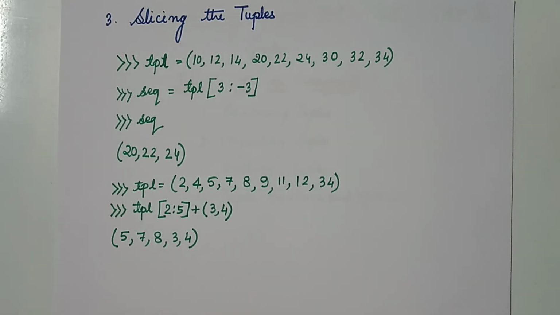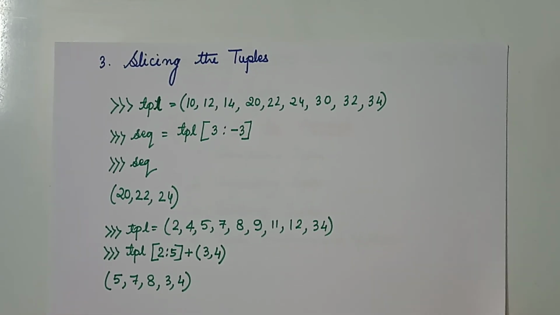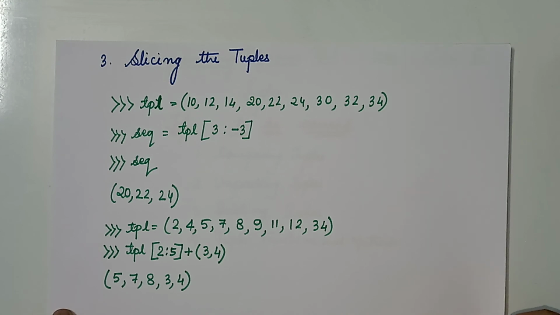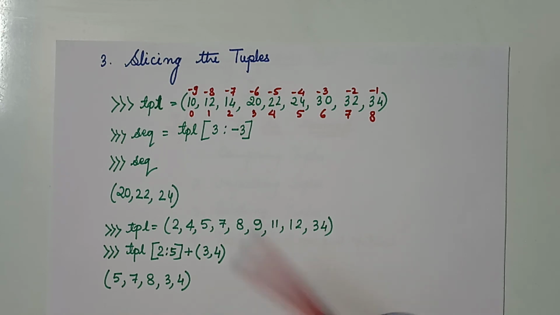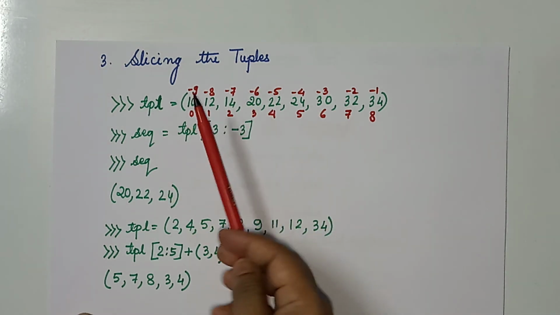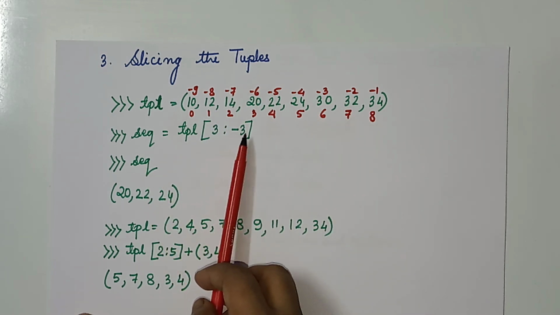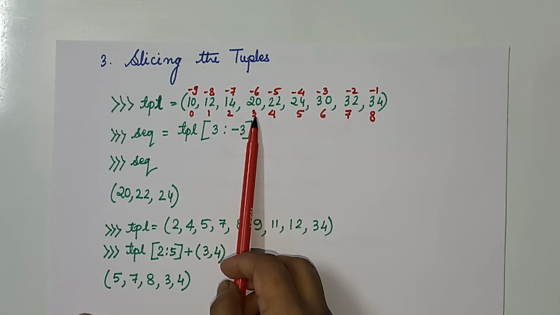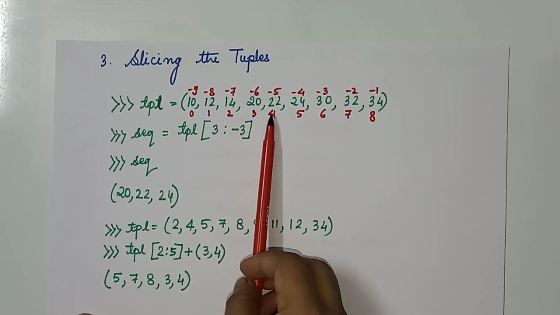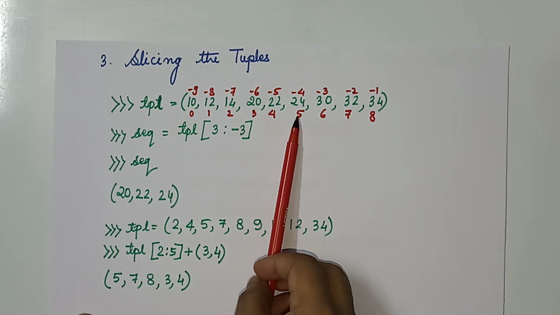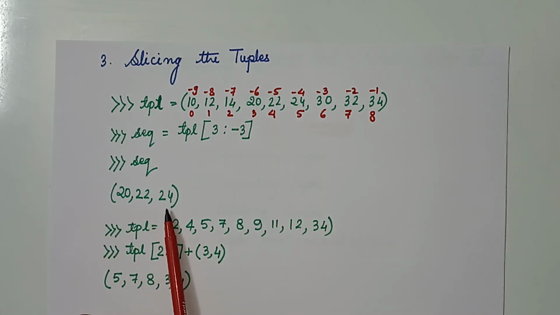Now let us see the slicing of the tuples. For the slicing of the tuples, again we have to recall the concept of indexing. Let me write down both the positive and the negative index. So these are the positive indexes, and at the top I have written the negative index. Tuple 3, 2, minus 3. That means this is the 3, and minus 3 means 6. That means the third index, fourth index and the fifth index element will be displayed. That is 20, 22, 24, and only these elements are displayed.